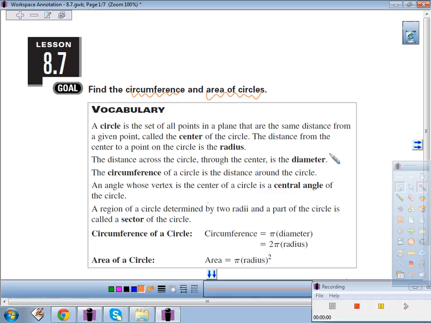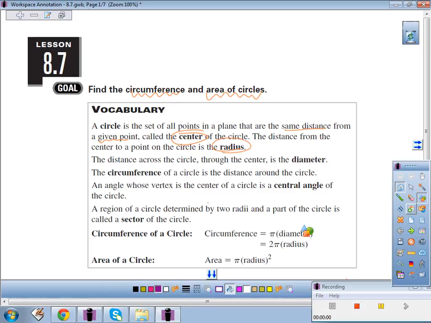So a circle is defined as the set of all points in a plane that are the same distance from a given point. That's called the center of the circle. The distance from a center to the point on the circle is the radius.